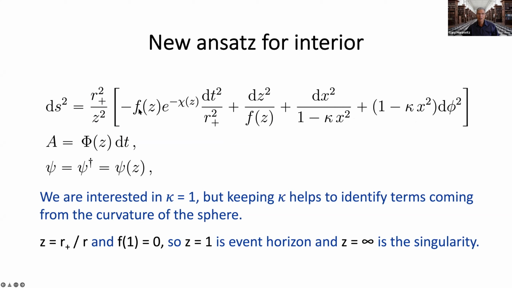Our two metric functions are now f and chi, as opposed to p and g before. They're functions of just this one radial coordinate z, and z is just related to our old r by r plus over r. We're going to require that f vanishes at z equal to 1. So that means the event horizon will be fixed at z equal to 1. And as we evolve inside, we increase z, and z equal infinity is the final singularity.